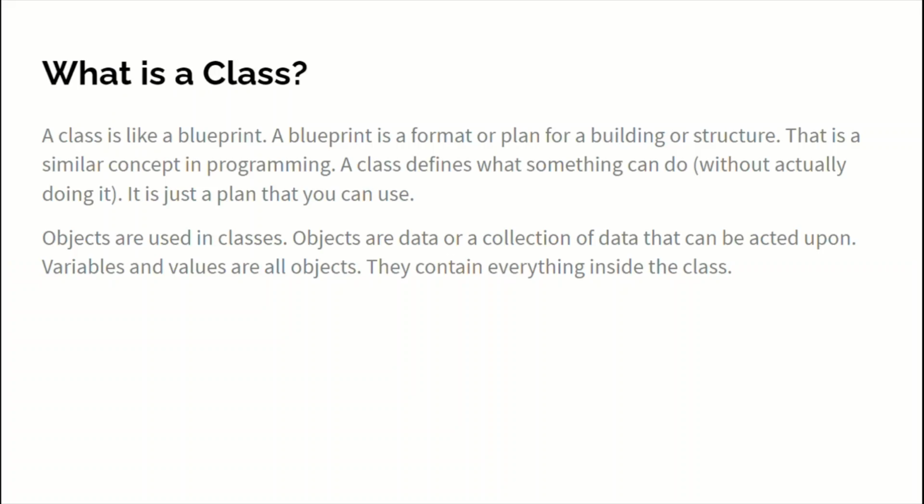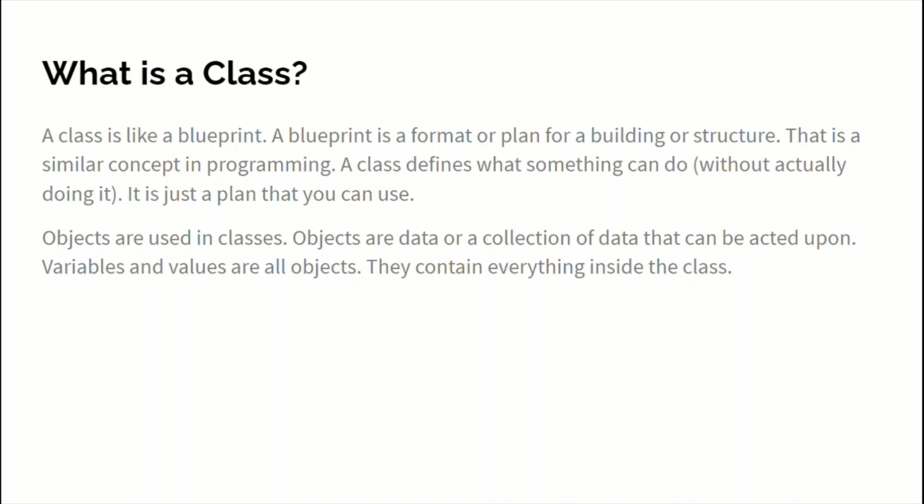First of all, let's take a look at classes. A class is like a blueprint. A blueprint is a format or plan for a building or structure. That's a similar concept in programming. A class defines what something can do without actually doing it. You need to create an instance of the class to make that plan work. We'll be learning about instances later.